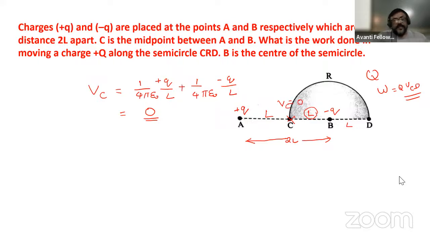Now let us try to find the potential of D. Potential at the point D. Let us see whether it is 0. Then our work will be very easy. We can say the work done is equal to 0 directly. So let us check.